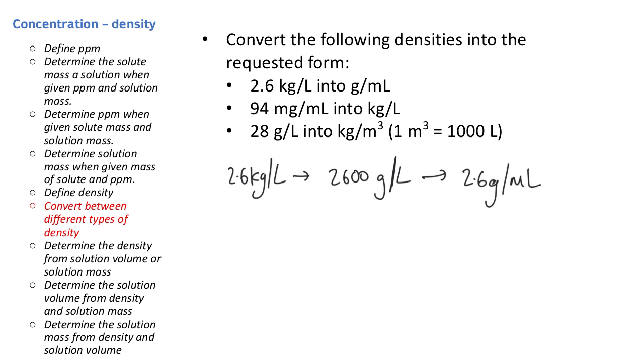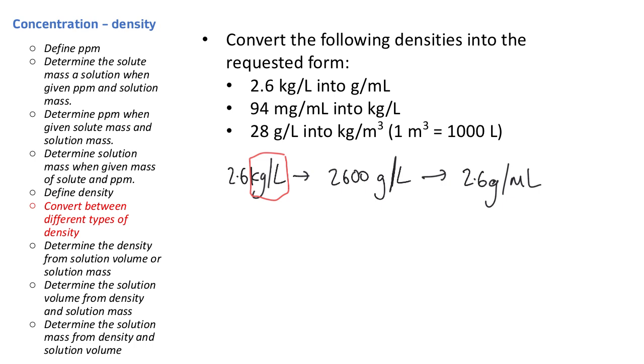So I guess the tricky thing is recognizing whether you are changing the unit above or below the fraction. You should recognize that this is effectively a fraction. If you're changing the unit above the fraction, you have to do something different to when you change the unit below the fraction. If I have 1 liter, I have 2.6 kilograms, which is the same as 2,600 grams. But 1 liter is the same as 1,000 mils, and so to make it per mil, I have to divide by 1,000 here.